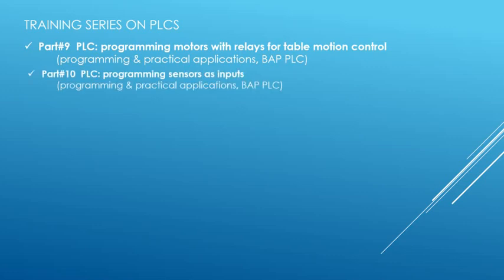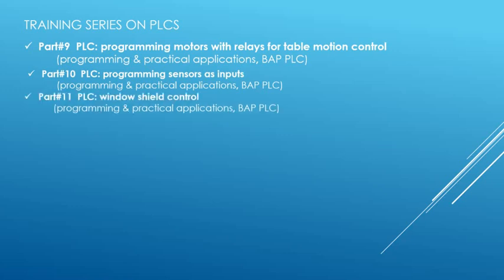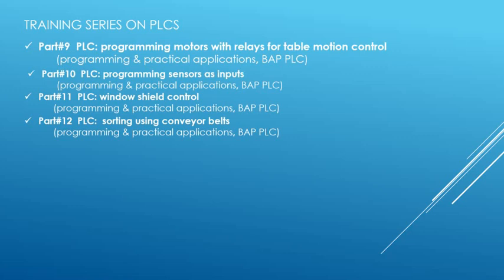Part 10, we'll talk about input sensors like PNP sensors, limit switches, and other types of sensors. We'll talk about them as well. Part 11, we'll see how we can use a PLC for home automation. One of the projects we'll be doing in this part is controlling the window shield or curtain using light sensors. Whenever it gets dark, the PLC will help us to automatically close the shield or the curtain. We also bring in another type of PLC for this purpose.